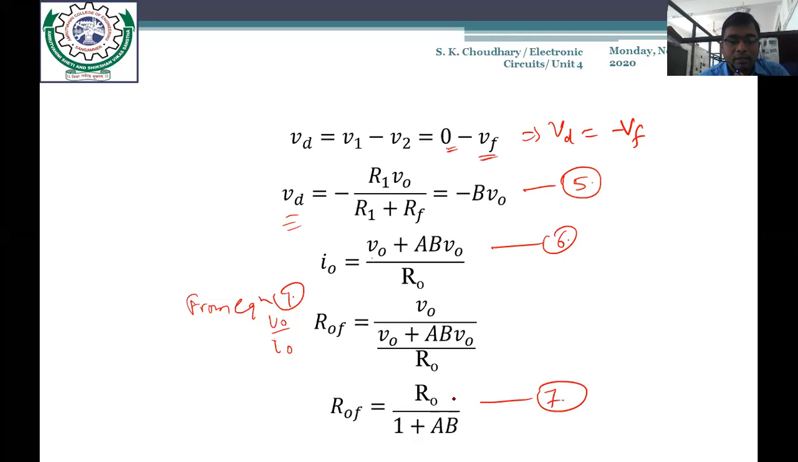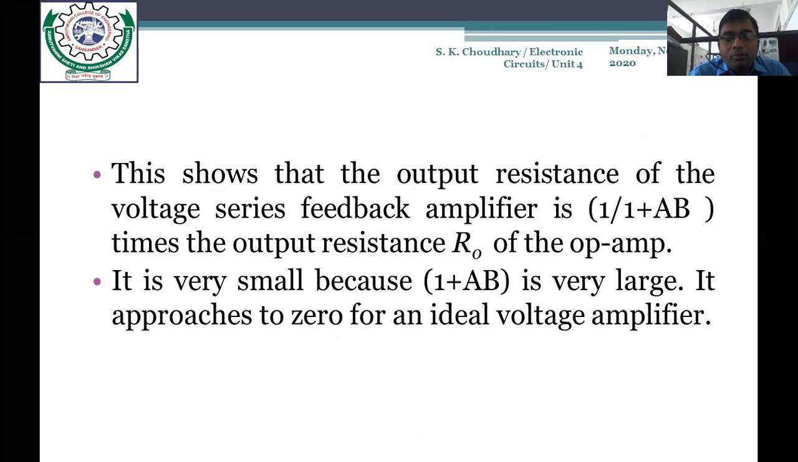So you can see that it would become R naught upon (1 plus AB) also. So in this way, in the voltage series feedback amplifier using op amp, your output resistance has been reduced by the factor of 1 plus AB. It means it would become smaller as compared to the output resistance without feedback. So this is the general property of the voltage series feedback.